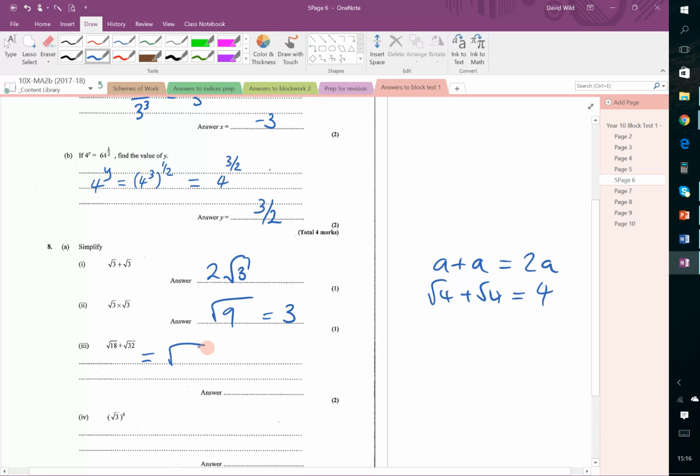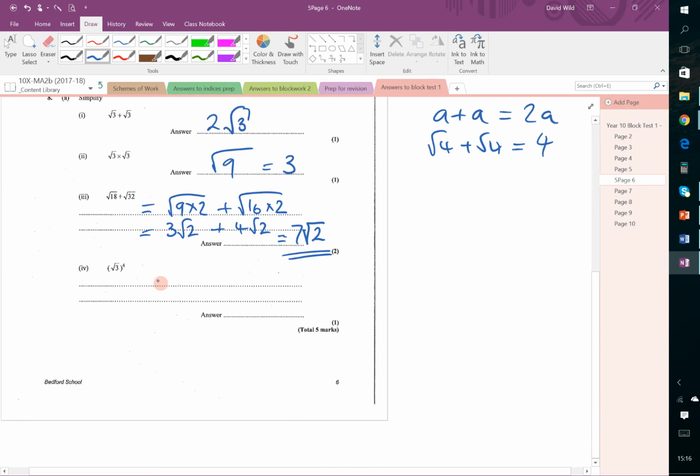Root 18 is root 9 times 2. We're looking for squares. 32 is 16 times 2. Nice square numbers here and here, look. Root 9 is 3, so this is 3 root 2. Root 16 is 4, so this is 4 root 2. 3 root 2 plus 4 root 2 is 7 root 2. 7 root 2, final answer. Put a star, come back to it after.